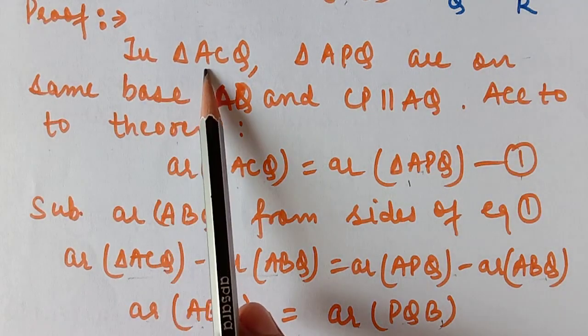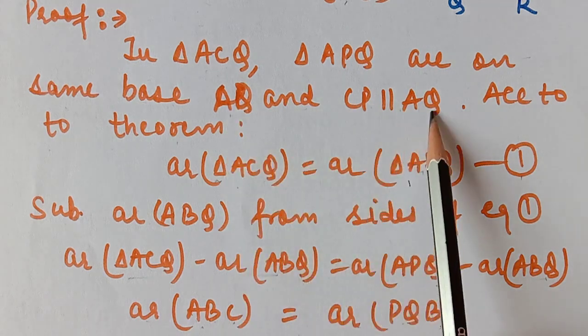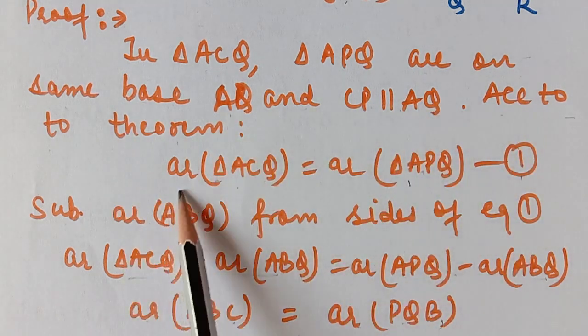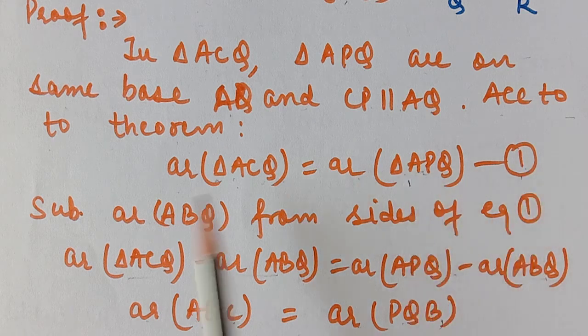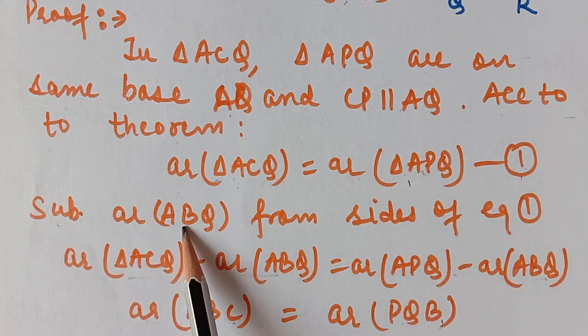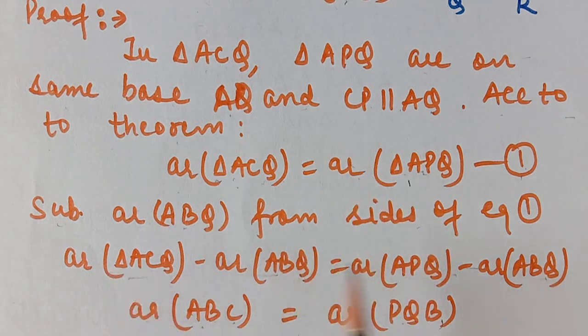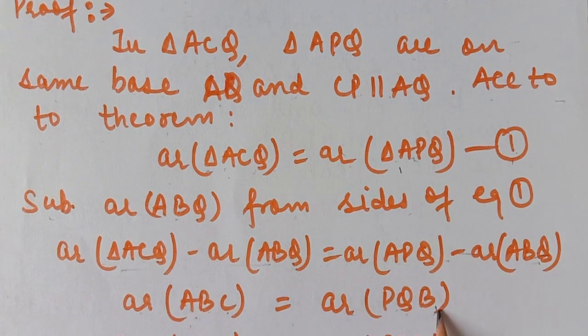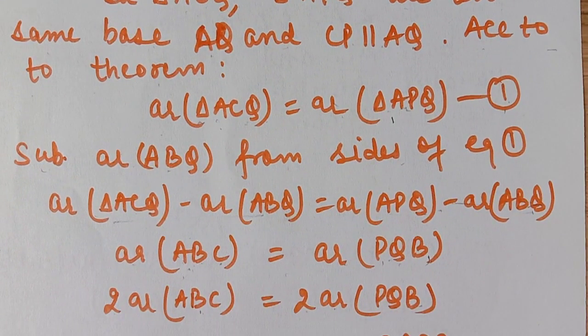For this proof, triangles ACQ and APQ are on the same base AQ and between the same parallels, CP parallel AQ. According to the theorem, the area of triangle ACQ equals the area of triangle APQ, equation number first. Subtract the area of triangle ABQ from both sides. So the remaining parts are ABC and PBQ.